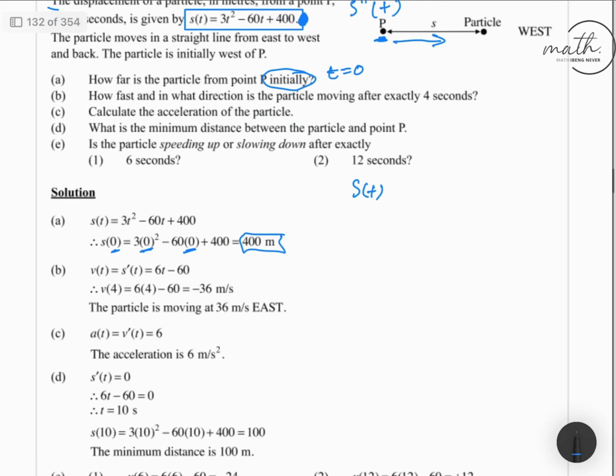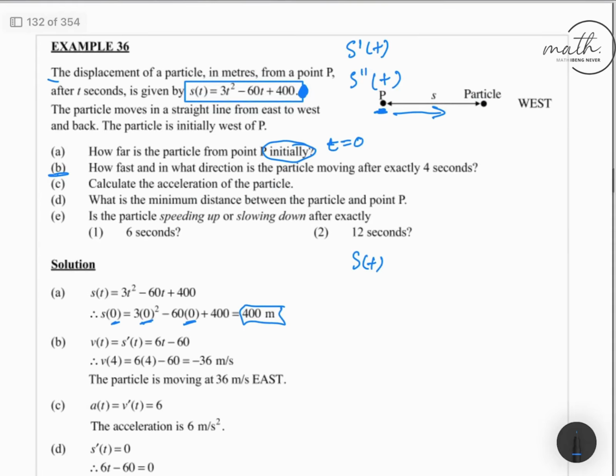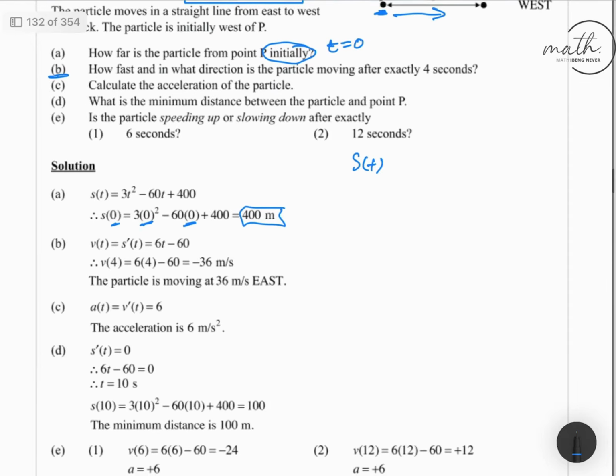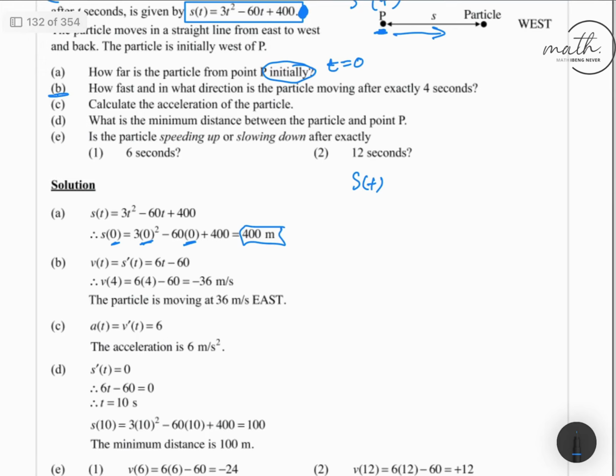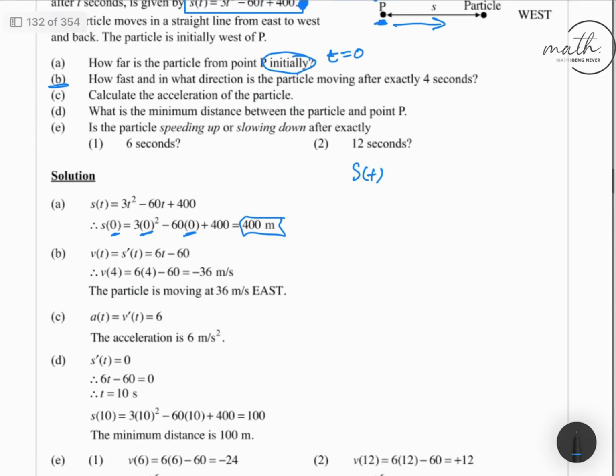B, how fast, now it's velocity. How fast, that is the first derivative, you just want to find that. How fast and in what direction is the particle moving after exactly 4 seconds? The direction will be positive or negative, and now you're just going to choose whether east or west based on the signs. Positive, west; negative, east, in this case.